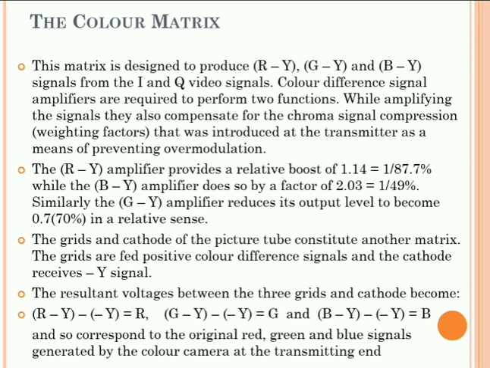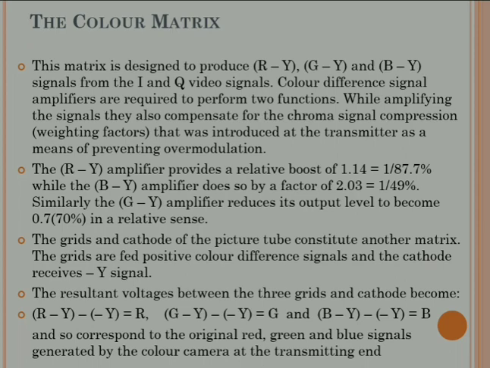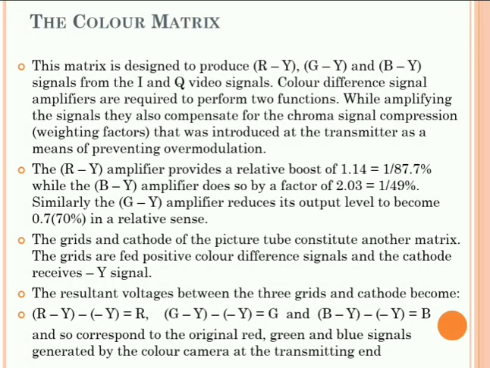Then for these I and Q video signals, color difference signal amplifiers are required to perform two functions. While amplifying these signals, they also compensate for chroma signal compression that was introduced at the transmitter as a means of preventing overmodulation. So we are using two amplifiers, I amplifier and Q amplifier, before giving it to the color matrix circuit, and these amplifiers are used for producing the color difference signals.